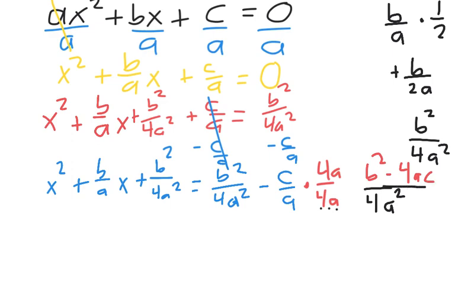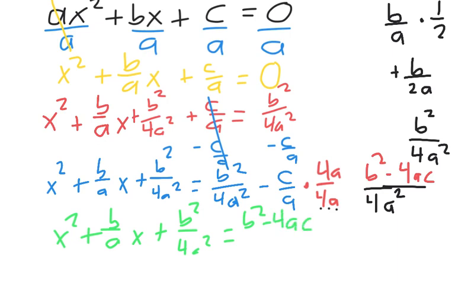So you see this b squared stays the same. And then over here, 4 times a times c, that's negative, is going to be negative 4ac, all over 4a squared. This is a common denominator, so I can write it as a single fraction. So now, just clean this up very quickly. I have x squared plus b over a times x plus b squared over 4a squared equals b squared minus 4ac over 4a squared.